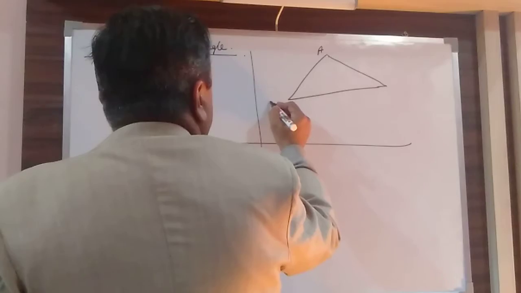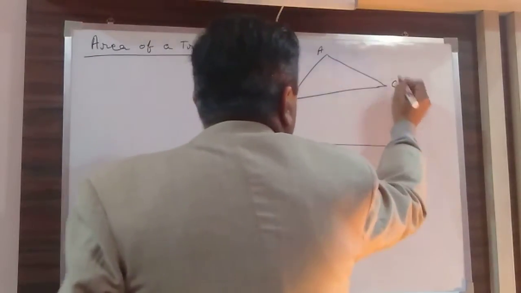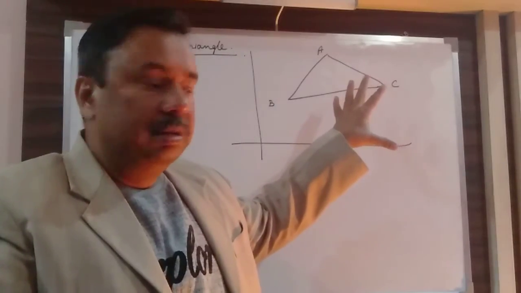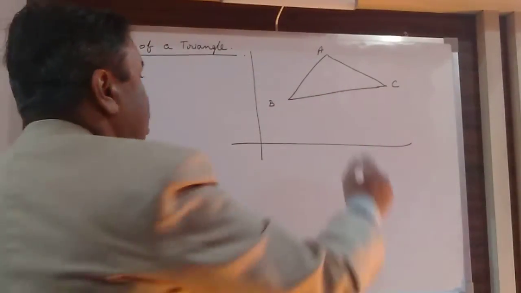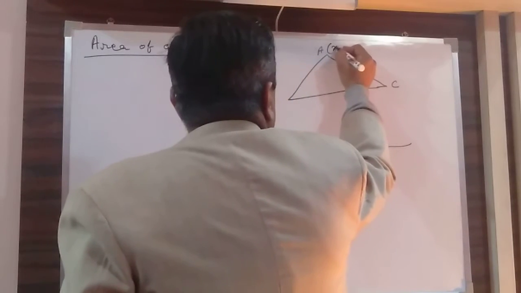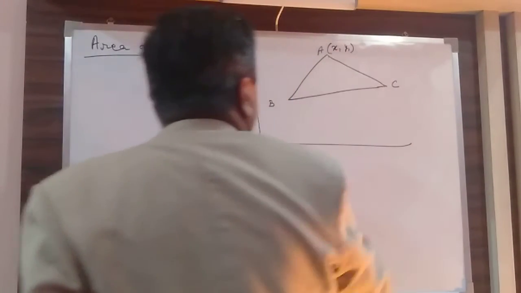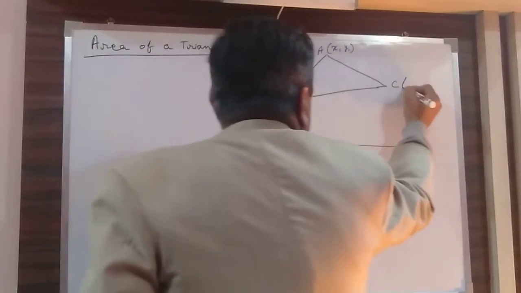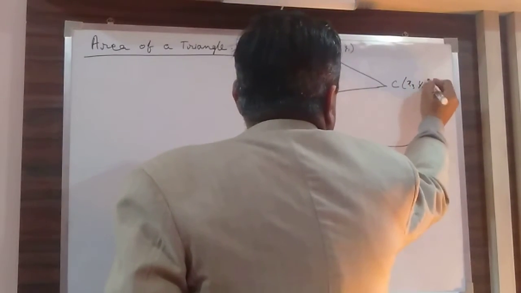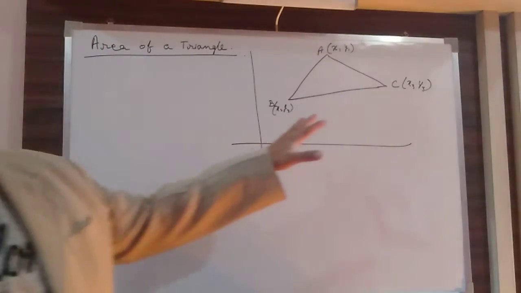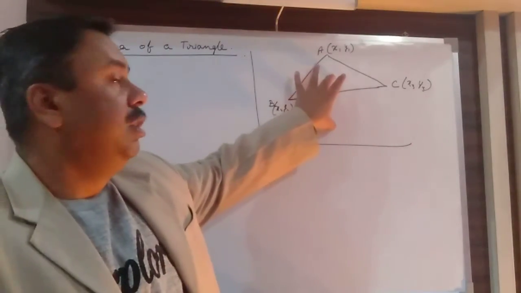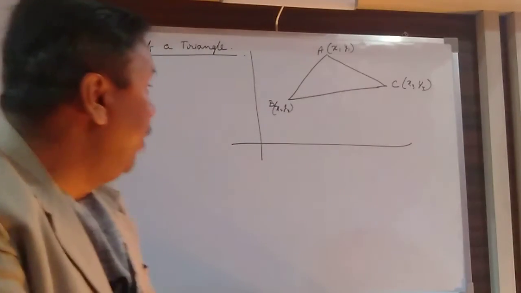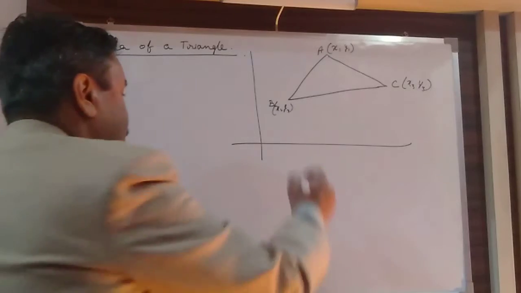This is side A, this is B, and this is point C. Triangle ABC is given on this graph, and its coordinates are x1, y1 for A, x2, y2 for B, and x3, y3 for C. I have to find the area of this triangle. How? Now I will be using a different way.